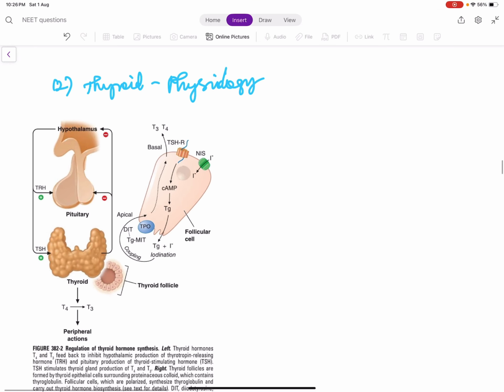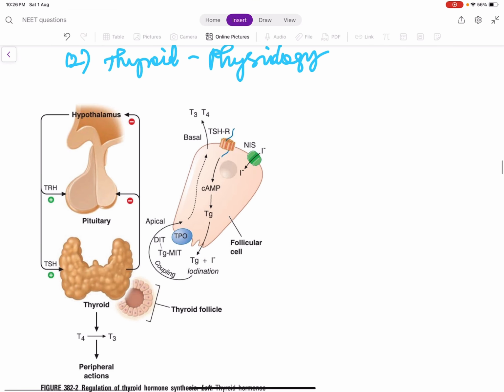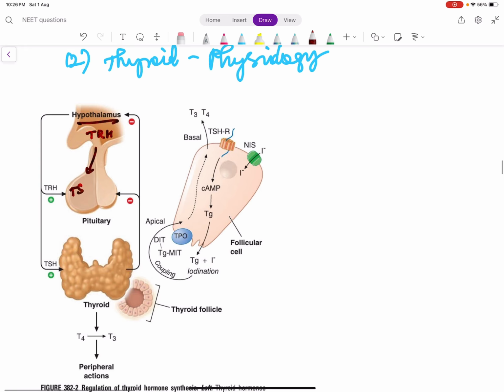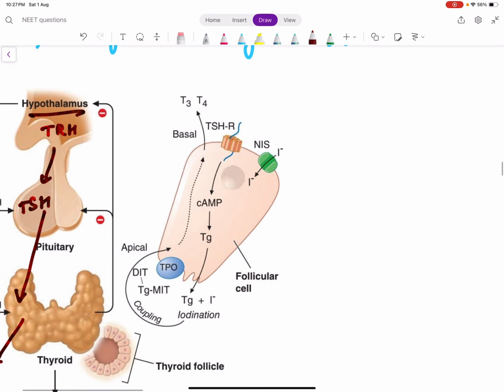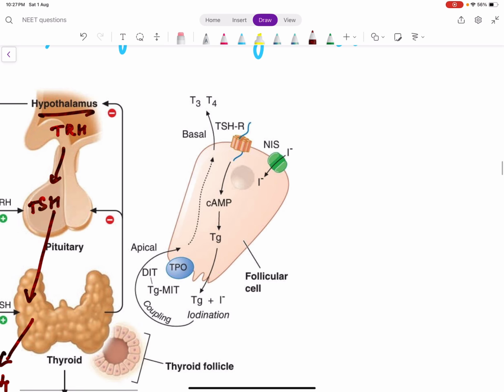Coming to thyroid, some basic physiology. Again, hypothalamus releases TRH. It acts on anterior pituitary to produce TSH. TSH acts on thyroid to secrete T3 and T4. What actually happens in the thyroid follicular cells is TSH acts on TSH receptor in the follicular cell.